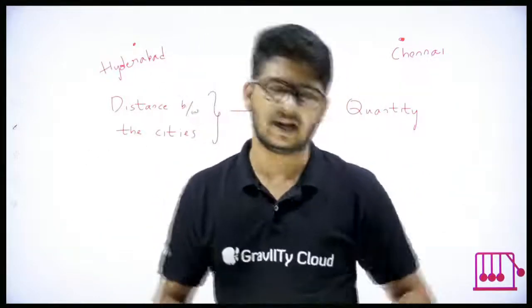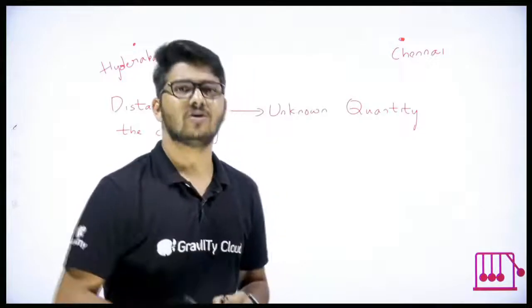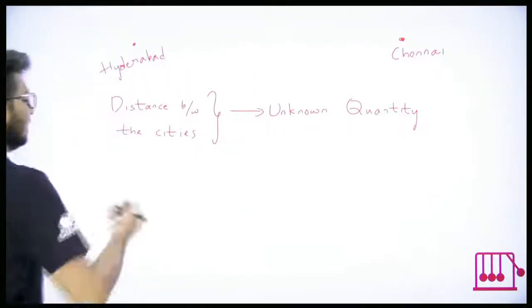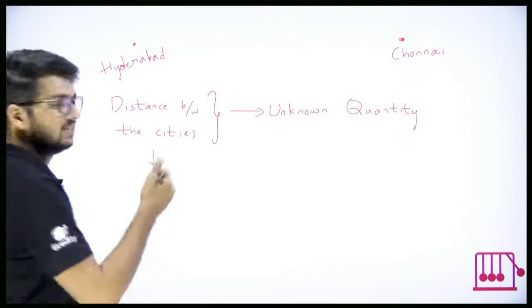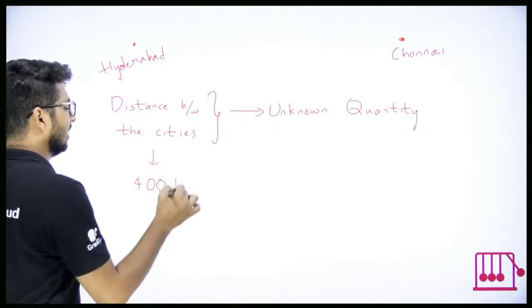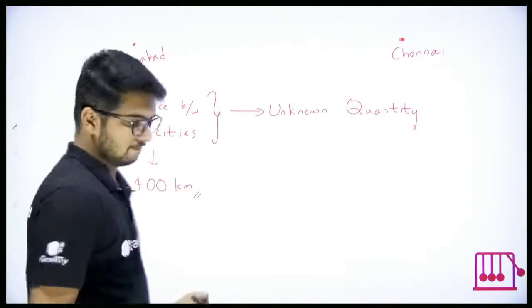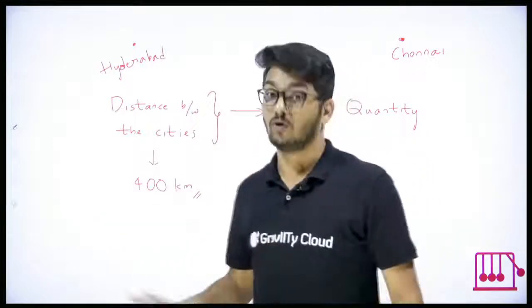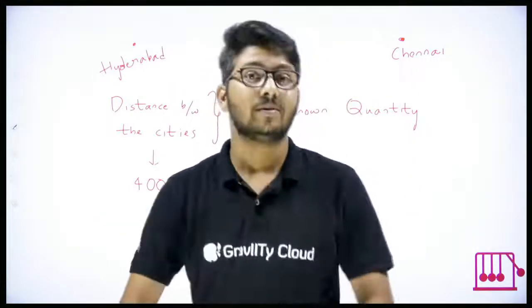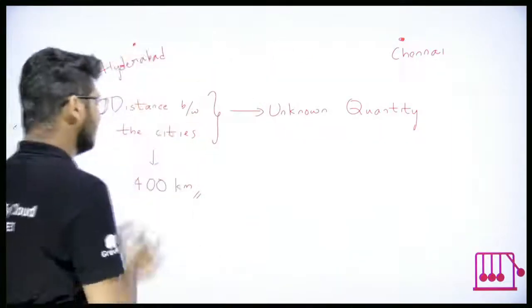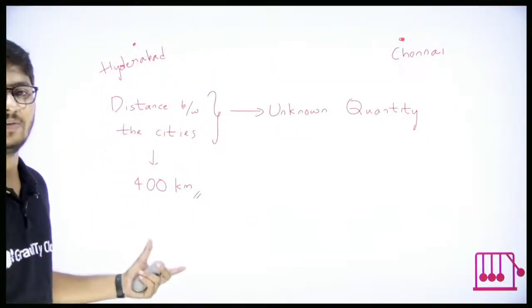We'll measure it, right? And when you measure, generally you write it in terms of what? In terms of kilometers, right? Let's say the distance between these two cities, for example, I'll take it as 400 kilometers. I just take an assumption, okay? It could be 400, it could not be 400 also, I don't know. The thing is, let's say you measured it and the distance between Hyderabad and Chennai, you got it as 400 kilometers.